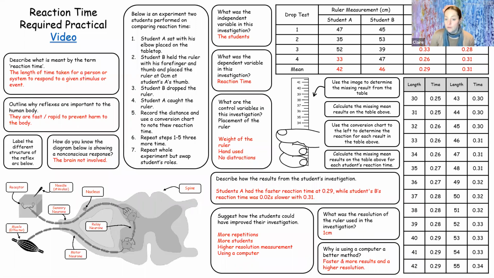But this is a voluntary one, so it is literally going from your eyes, sensory neuron, brain, down to your arms, muscles contract, done.